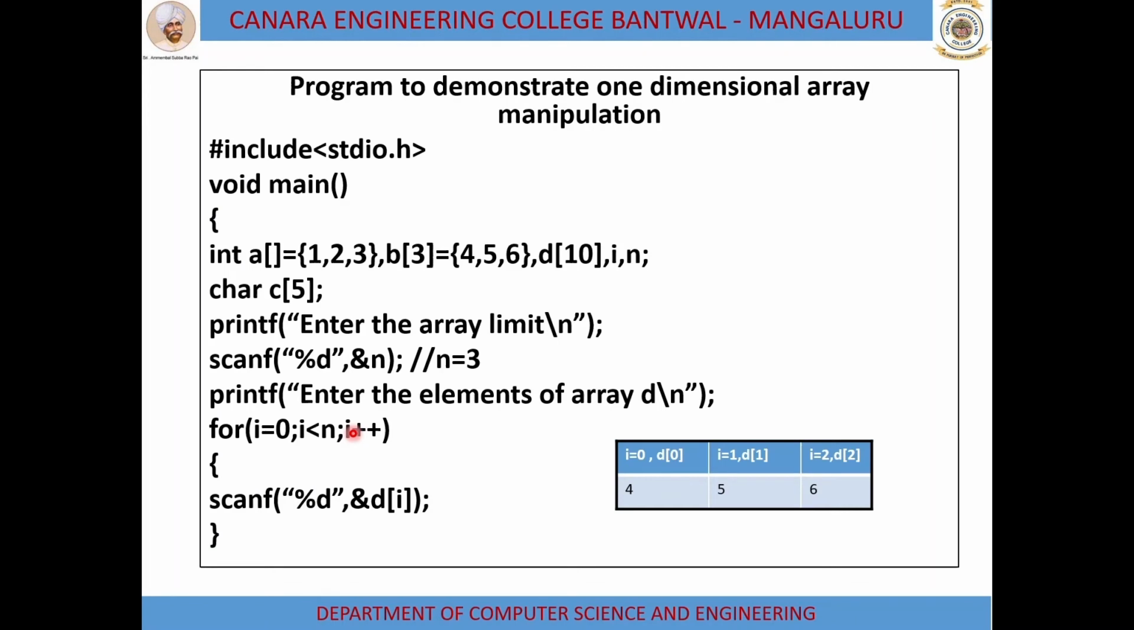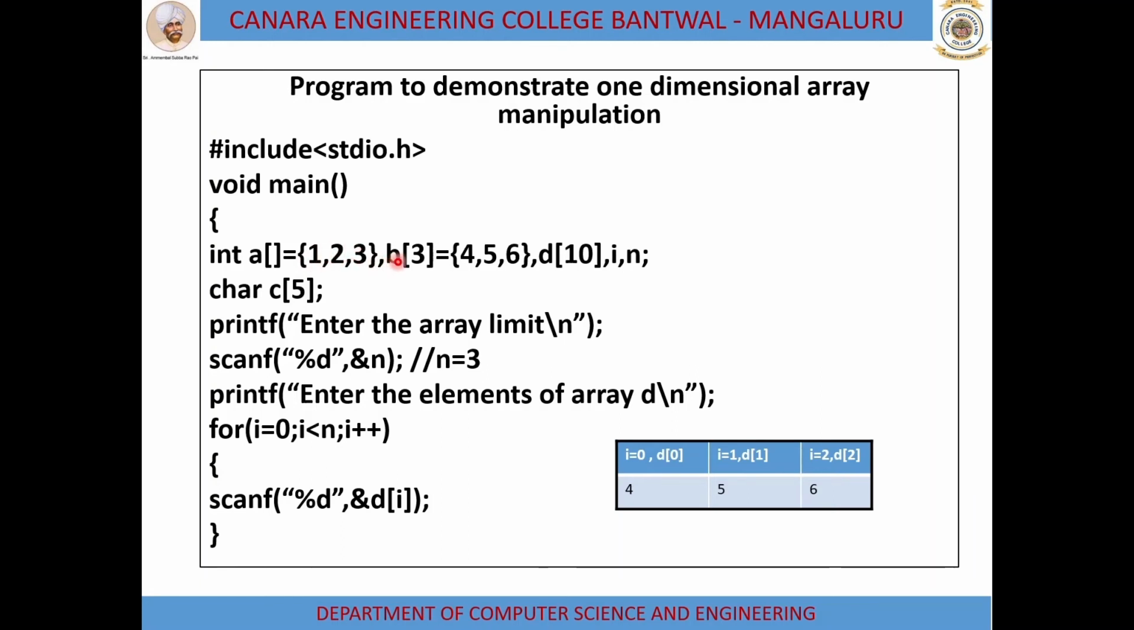Next, we'll see one sample program to demonstrate the one-dimensional array. Here, hash include stdio.h, the standard input-output header file, then void main. Here I have shown the various ways of declaring an array. First, an integer array: int a equal to 1, 2, 3. I have not specified the size there, so depending on the number of values, the size is defined. So it is holding 3 values.